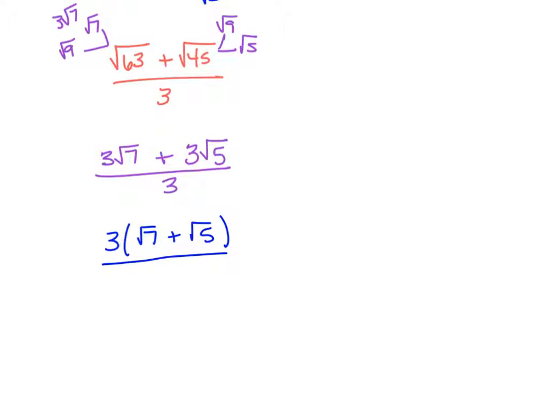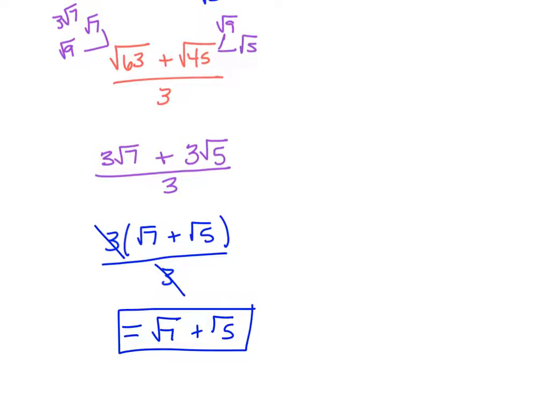And this is over 3. And now that that 3 is on the outside, we can go ahead and reduce it with the 3 in the denominator, so they cancel each other out. And our final answer is just the square root of 7 plus the square root of 5.